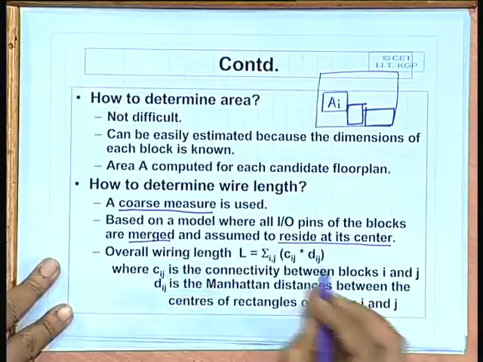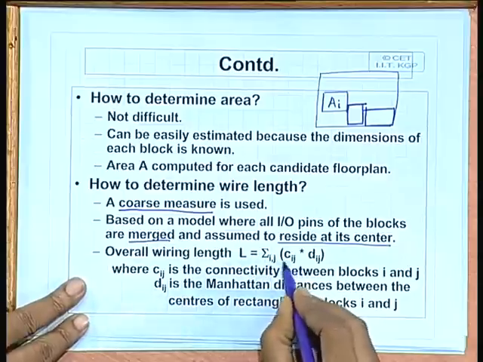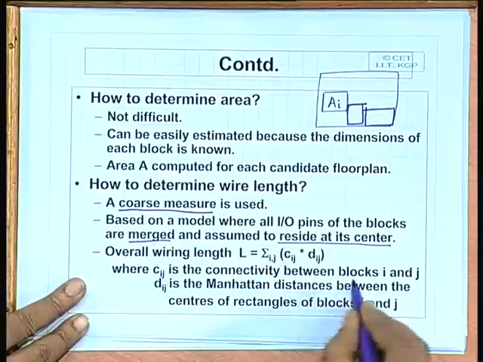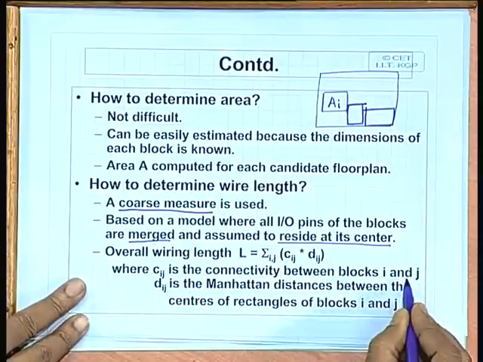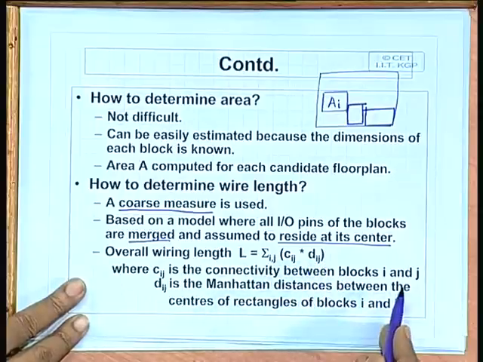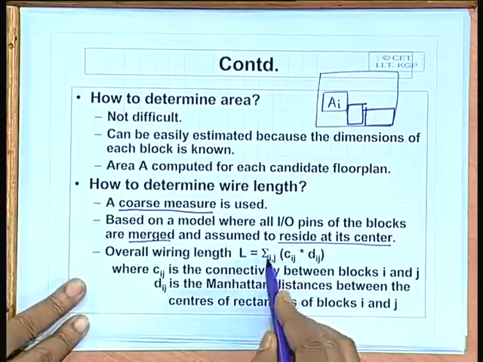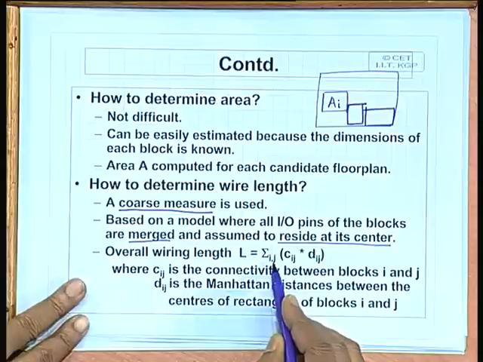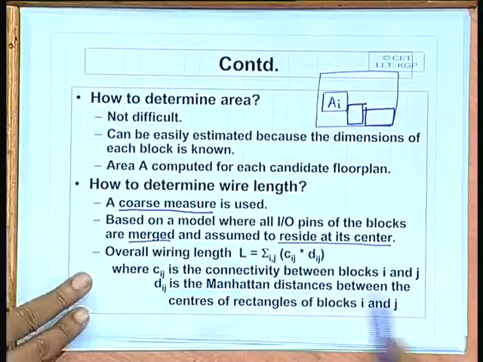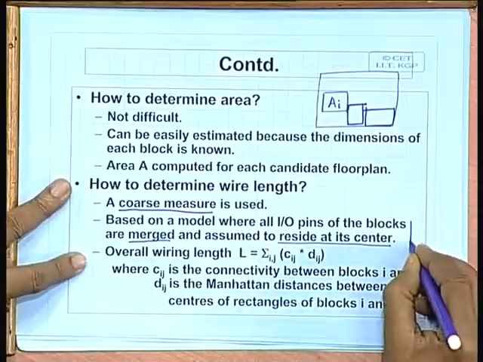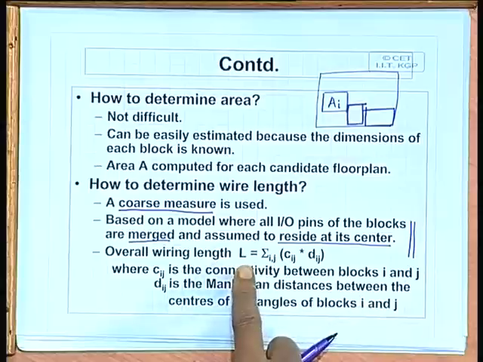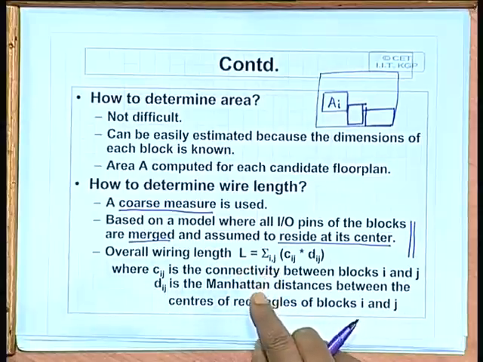And the overall wiring length is the sum of this factor for each net. Cij is the connectivity between blocks i and j, that is, the number of wires that connect i with j, and Dij is the Manhattan distance between block i and block j. So, you find the sum for all possible pairs of blocks i and j, and you get an estimate of the total wire length. An estimate like this is normally used to find the total wire length estimate.